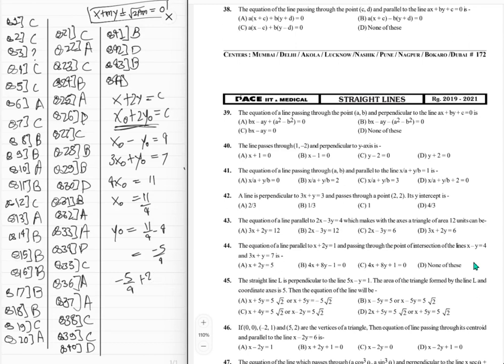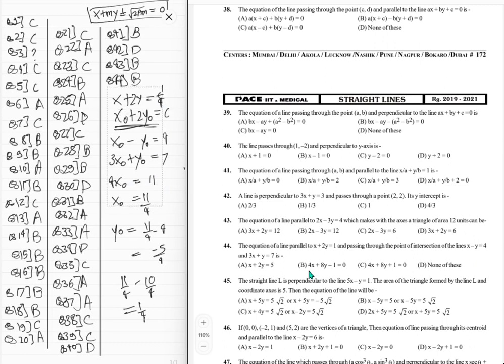No, no, x naught is 11 upon 4. So it should be 11 upon 4 minus 10 upon 4. And that's like 1 upon 4. So there we go. This should be 1 upon 4. Then that means 4x plus 8y equal to 1. Where is it? 4x plus 8y equal to 1. Exactly. So B.